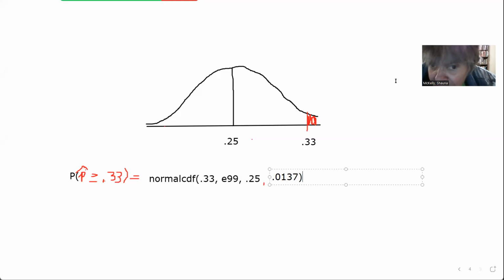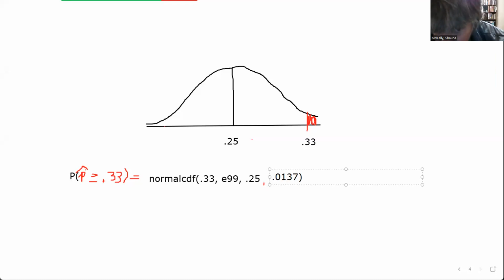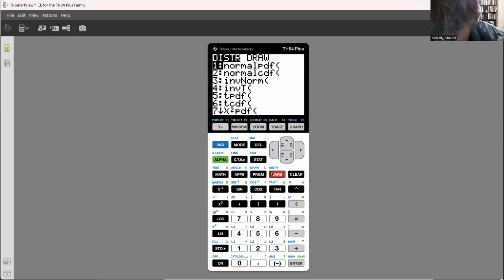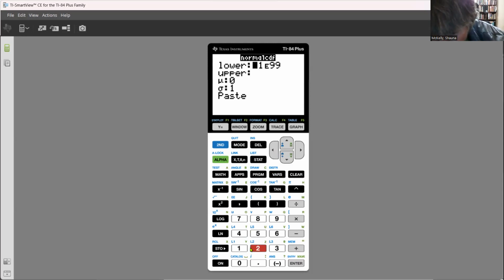Okay, put this in your calculator like we learned last time. Let me bring it up. Here's the calculator. There it is. Okay, let me clear it. So second distribution, normal CDF. Number 2, your lower is going to be 0.25.